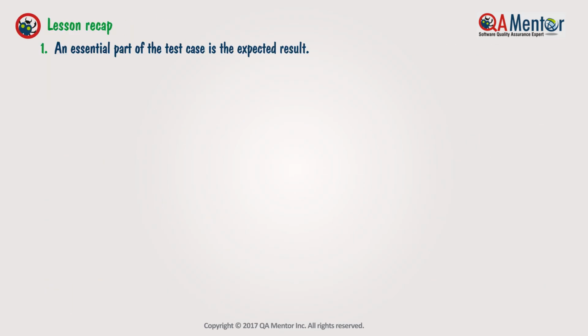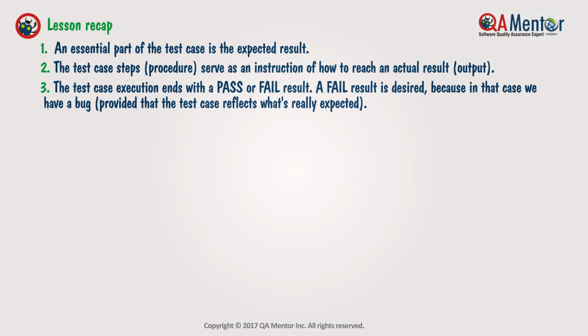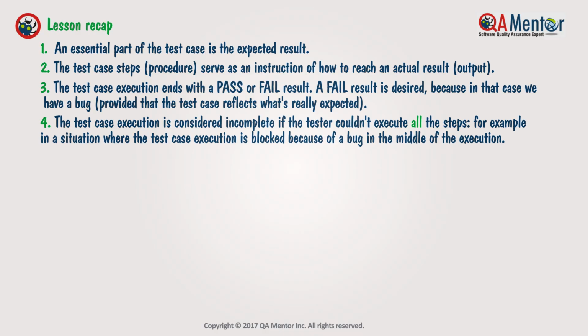Lesson recap. An essential part of the test case is the expected result. The test case steps, procedure, serve as an instruction of how to reach an actual result, output. The test case execution ends with a pass or fail result. A fail result is desired because in that case we have a bug, provided that the test case reflects what's really expected. The test case execution is considered incomplete if the tester couldn't execute all the steps. For example, in a situation where the test case execution is blocked because of a bug in the middle of the execution. The following test case attributes are very useful.